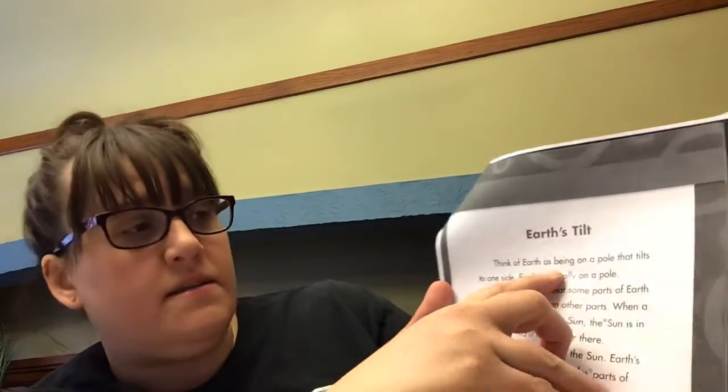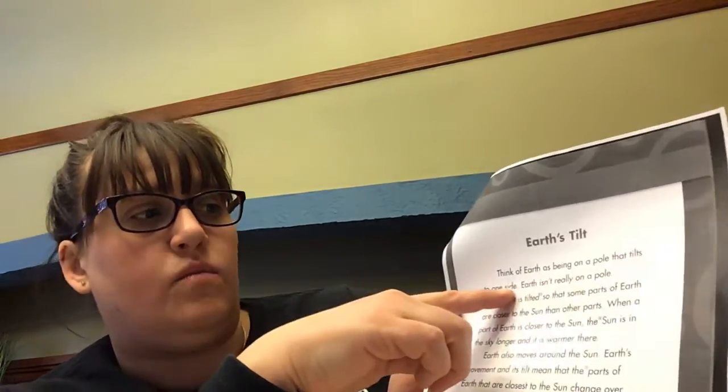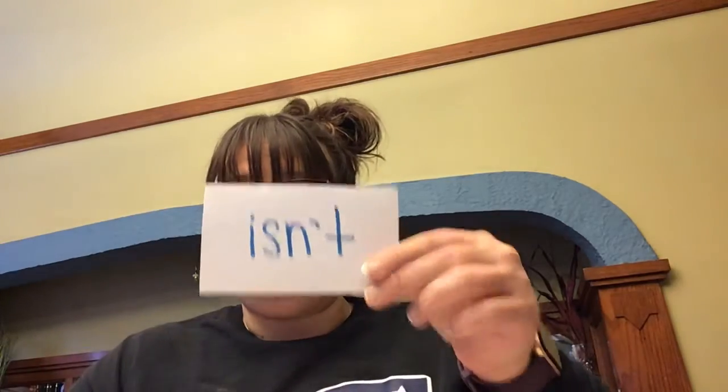Right in this first sentence: "Think of Earth as being on a pole that tilts to one side." That seems to make sense to me. So now we have "isn't," "tilted," and "being."